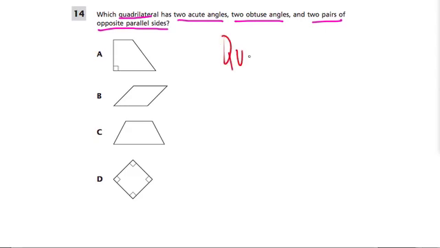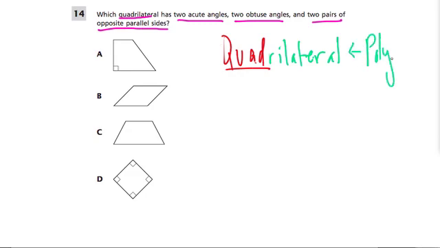Well, a quadrilateral, you see that word quad right there, means a four-sided shape that's closed by straight lines. It's a type of polygon. So these are all quadrilaterals here. So we can almost ignore that word. It's not going to help us answer the question. But we know that we need two acute angles.